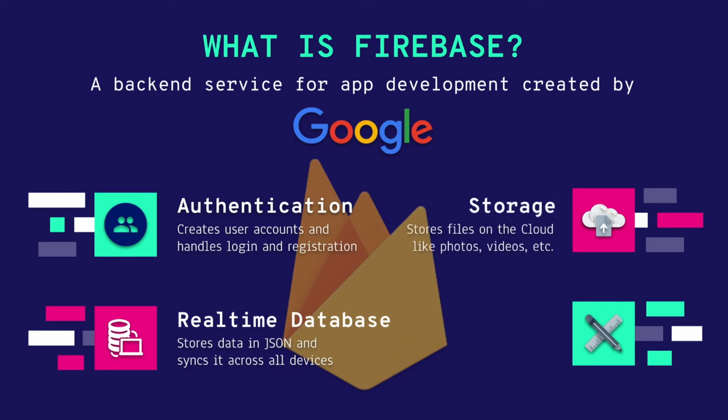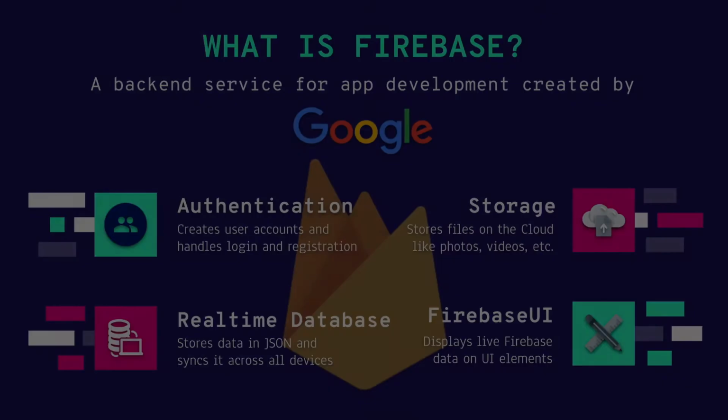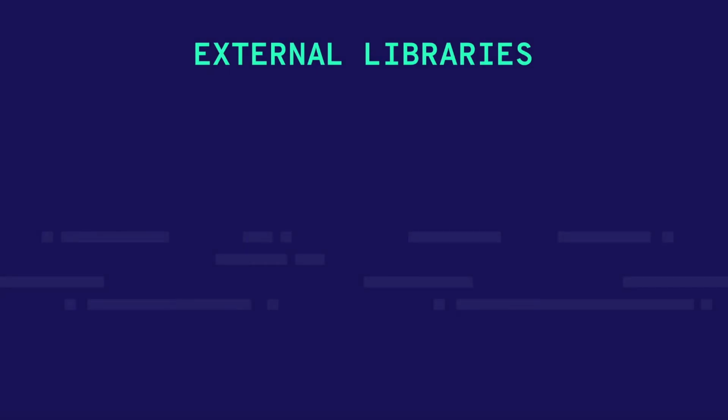Firebase Storage allows us to store files such as photos, videos, PDFs, and more using Google Cloud Storage. Firebase UI is an open source library that allows us to conveniently display data from the real-time database on common UI elements, which update in real time. There are also 3 external libraries that we used for our app.